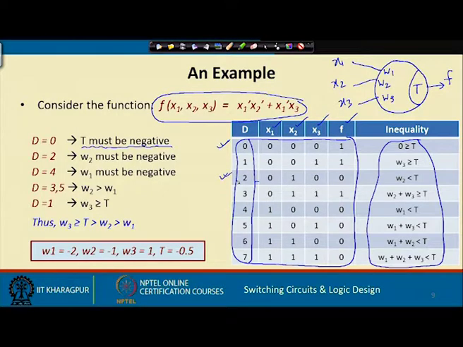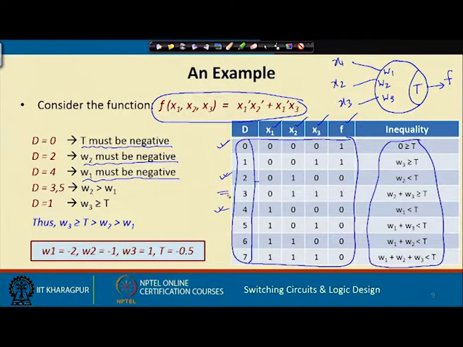Look at row 2, D equal to 2. It says W2 is less than T, because T is negative. So W2 also must be negative and should be less than T. Similarly, row number 4 says W1 is less than T, because T is negative, so W1 should also be negative. So this you can see directly.